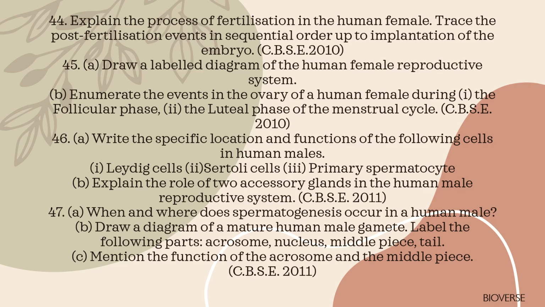Question 44. Explain the process of fertilization in the human female. Trace the post-fertilization events in sequential order up to implantation of the embryo. Fertilization. A sperm penetrates the corona radiata and zona pellucida of the ovum. The acrosome releases enzymes to help penetration. The sperm nucleus fuses with the ovum nucleus, forming a zygote, 2N. Cortical reaction prevents entry of more sperms, monospermy.